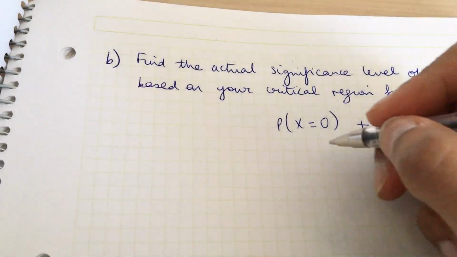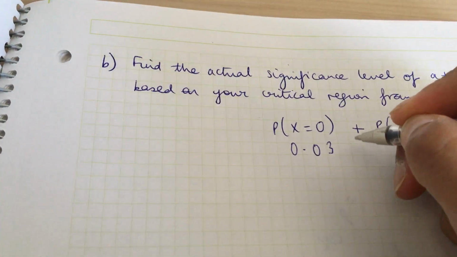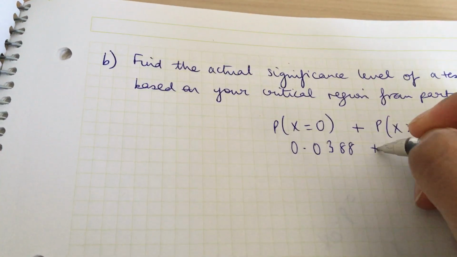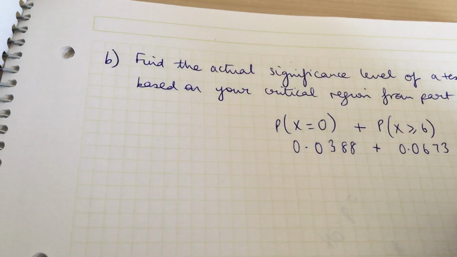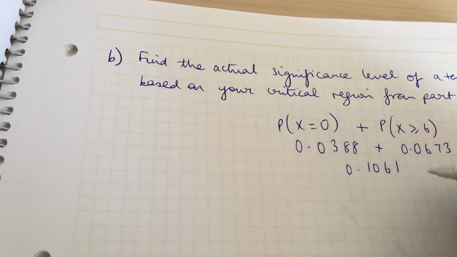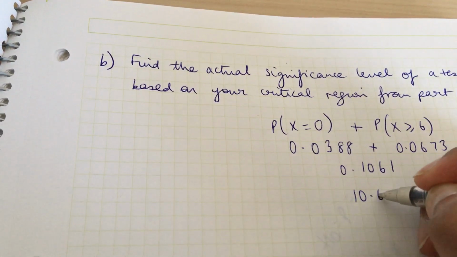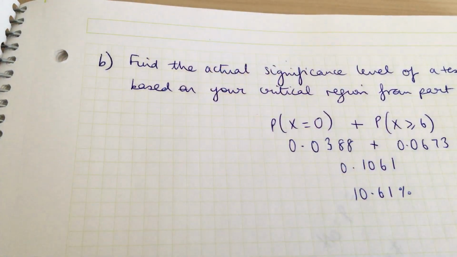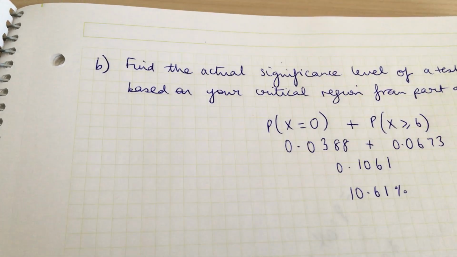So if I add up 0.0388 plus 0.0673, it gives me 0.1061. You could also give this as 10.61%. That's the actual significance level of our test.